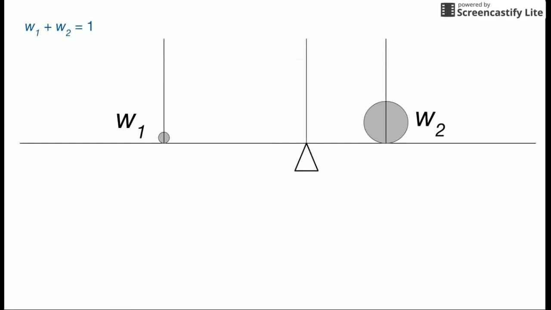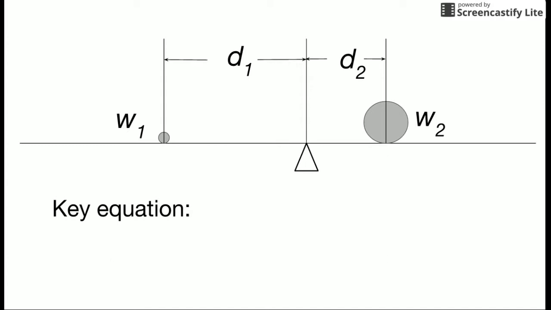To balance the rod now, we must identify and relate certain quantities. Let's start labeling them. The two weights will be denoted W1 and W2. For simplicity, we assume that we got them by taking a unit of weight, say 1 pound, and breaking it up into two pieces. This is the content of the equation at the top left. The distances from the support point to the weights will be denoted D1 and D2. The key equation relating these quantities is shown at the bottom left.